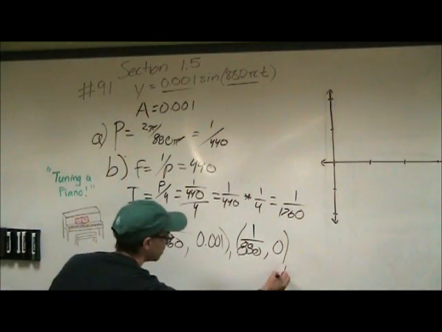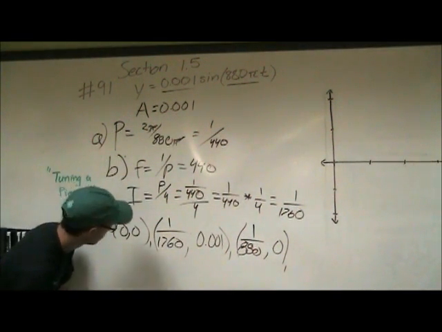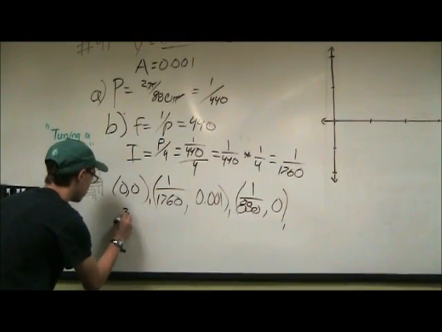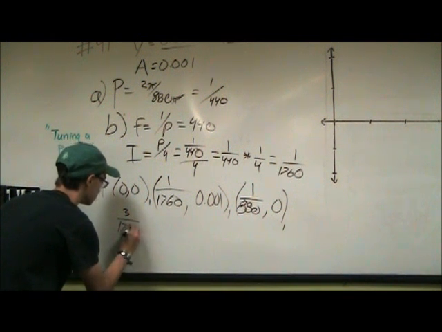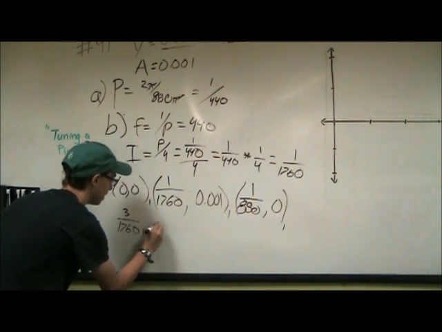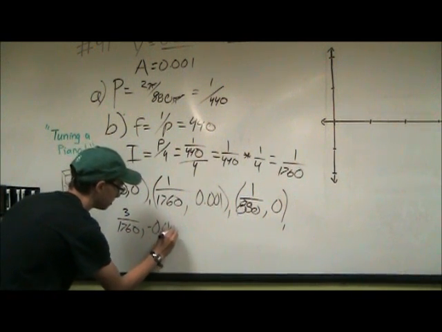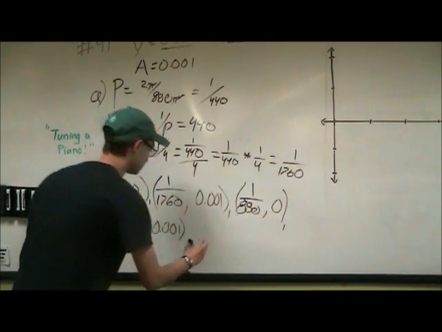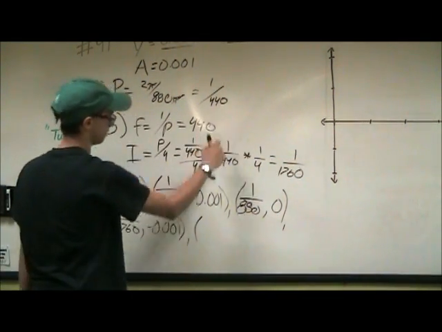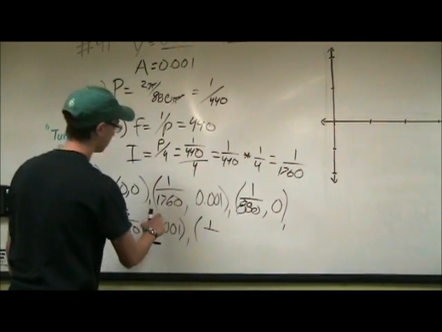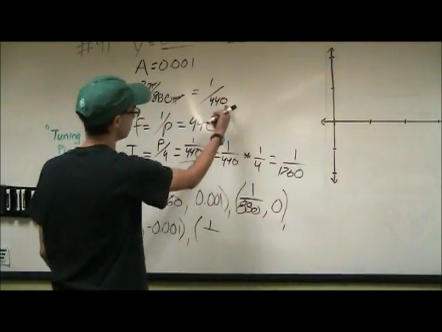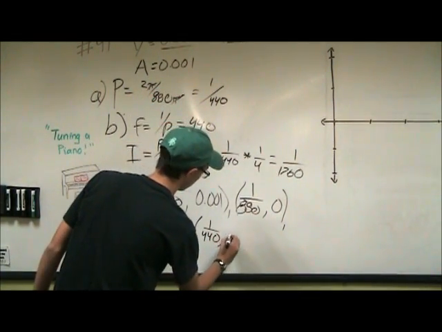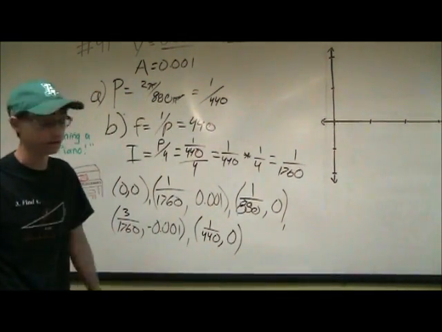Now the last key points, we're running out of room here. Last key points, we have 3 over this, which does not reduce, so 3 over 1760. And we're at the negative amplitude now, at the minimum of this equation. And the last part is just the period, because 4 over 1760 reduces to that. So because these two equal each other, we can tell that we did it correctly.